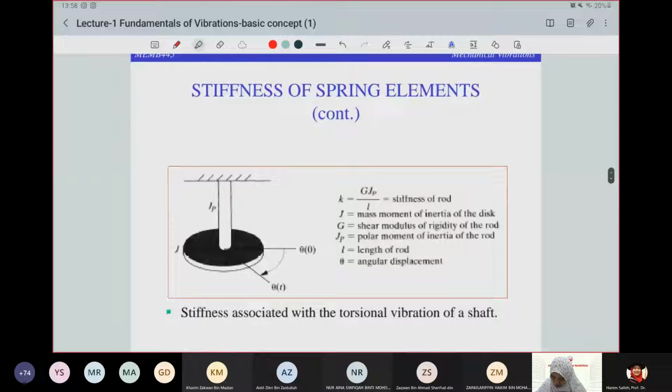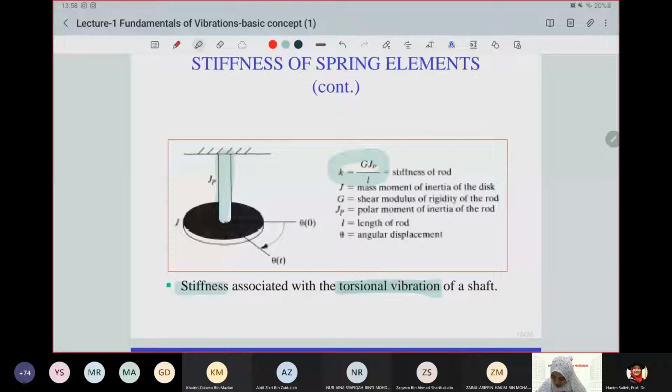All right, this is an example of stiffness associated with torsional vibration. When you have a rotating shaft, or a motor with a shaft, you may have this torsional vibration, and you can calculate the stiffness of the shaft or the rod based on this equation, depending on the structure itself.